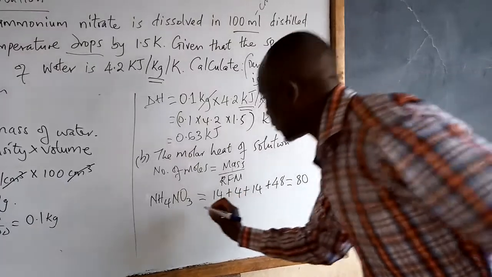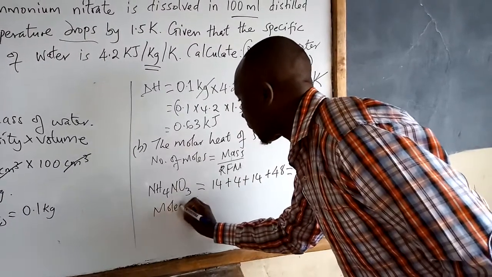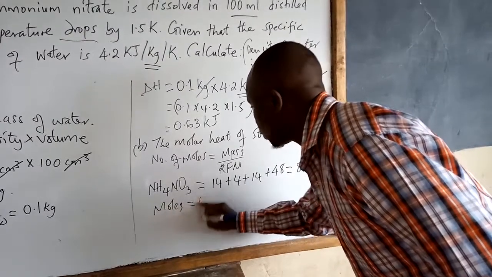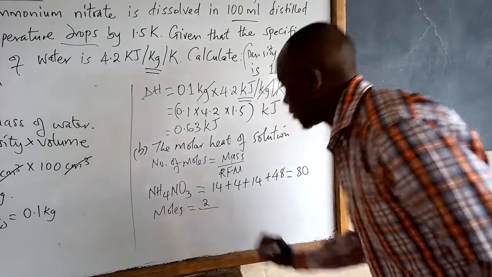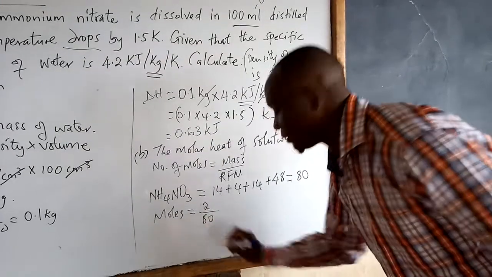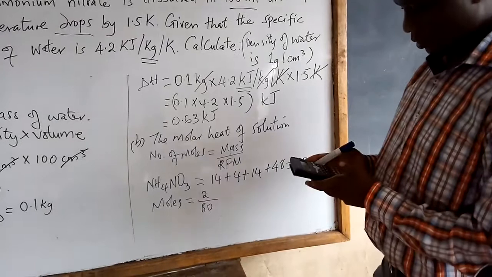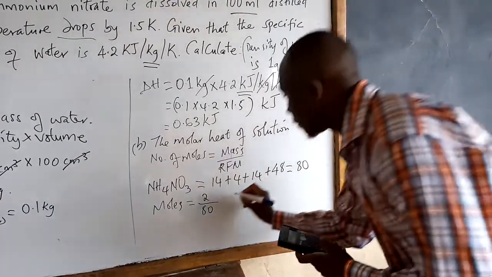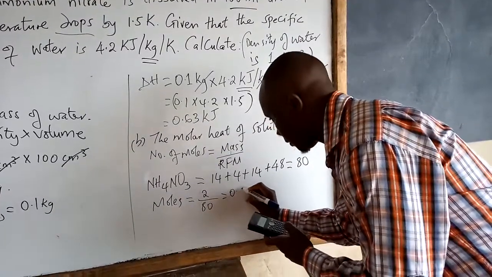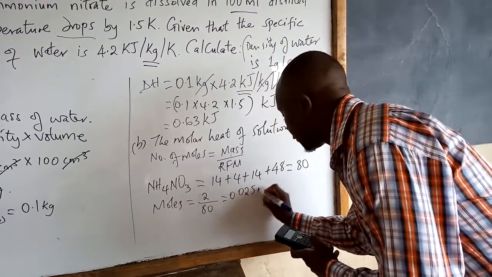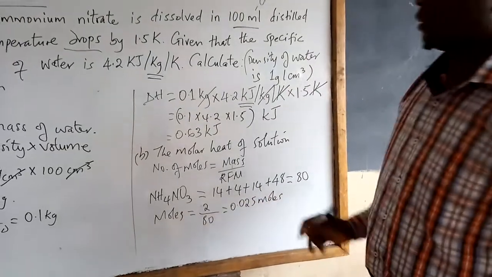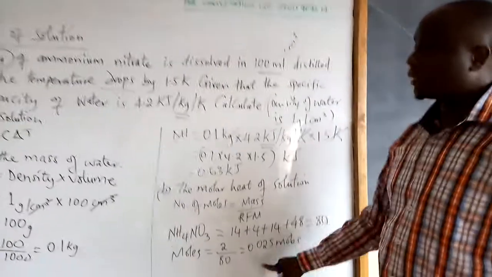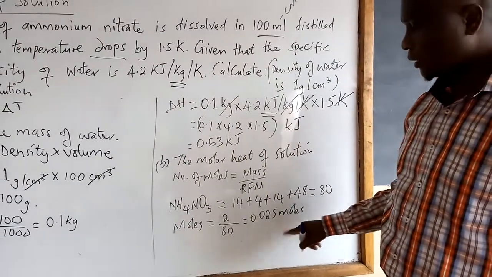Therefore, the number of moles will be the 2 grams divided by 80. So 2 divided by 80 gives us 0.025 moles. Now from there, we can determine the amount that 1 mole will liberate.